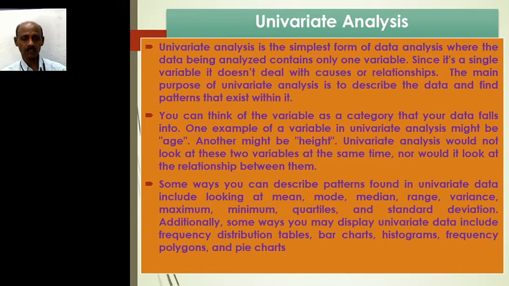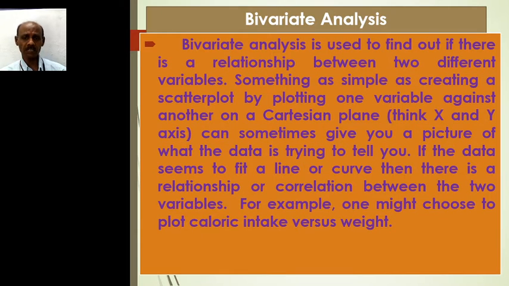Some ways you can describe patterns found in univariate data include looking at mean, mode, median, range, variance, maximum, minimum, quartiles, and standard deviation. Additionally, some ways you may display univariate data include frequency distribution, tables, bar charts, histograms, frequency polygon, frequency curve, and pie charts.